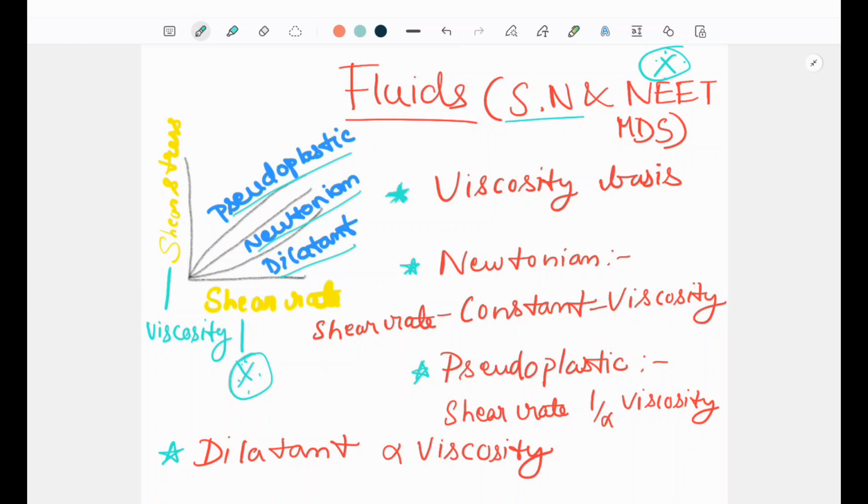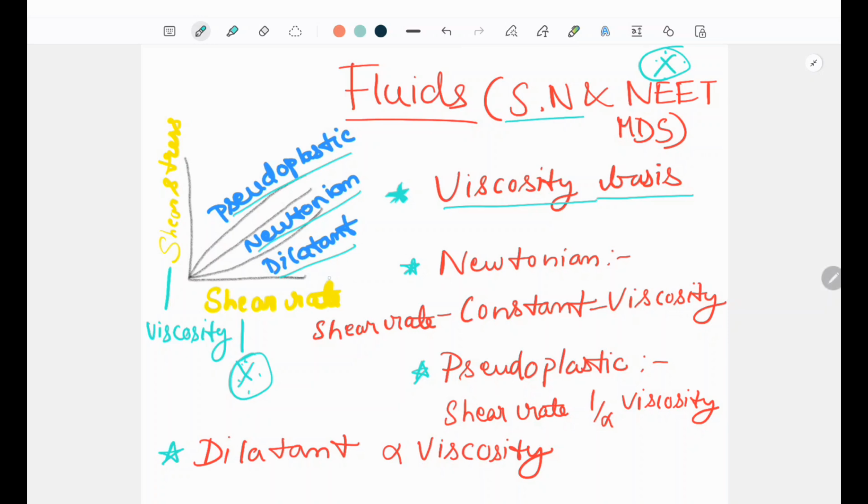fluids. How does the viscosity of the fluid respond? Basically, that is the first point. How does the viscosity vary? That is how the dilatant, Newtonian and pseudoplastic nature of the fluids are present. So let me explain each of them.